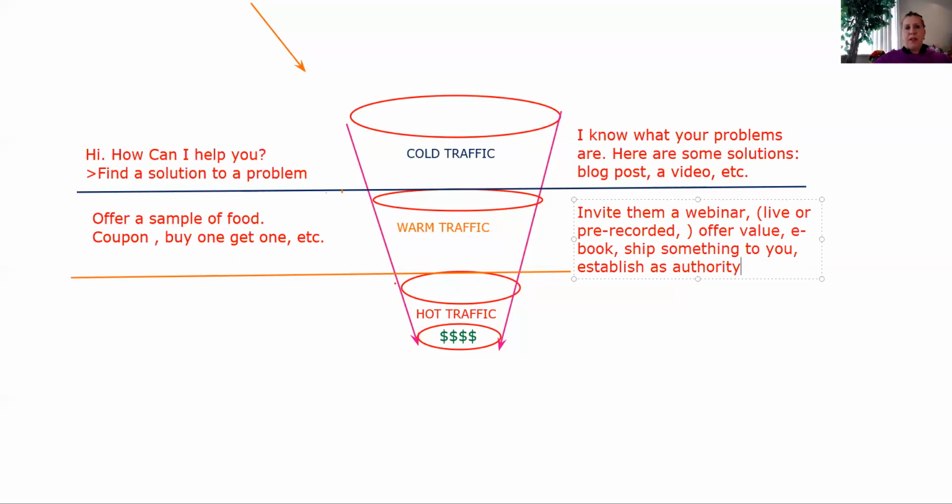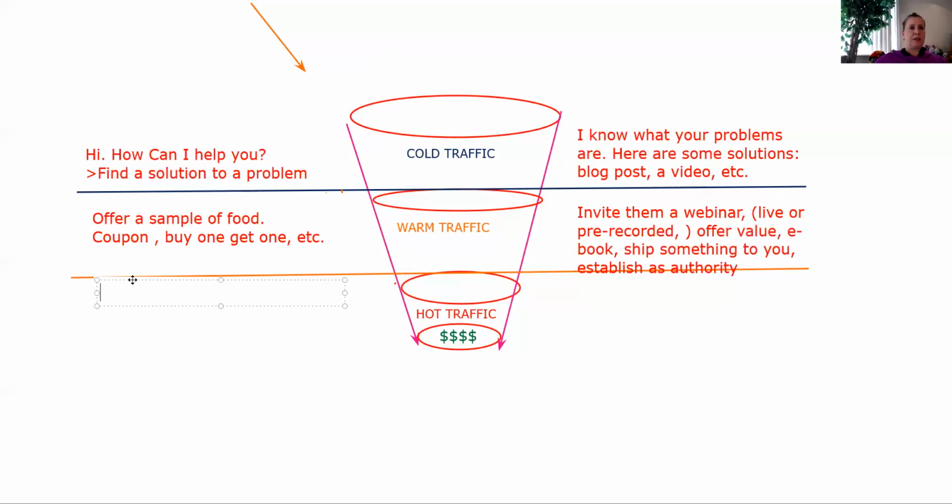Now, hot traffic, we can all agree, I think, is when the customer has reached from know, like, and trust phase down into they know you and they want to, without a doubt, it takes very minimal effort. You say, hey, we're having a special. We're having a sale today, come on out and buy our XYZ.